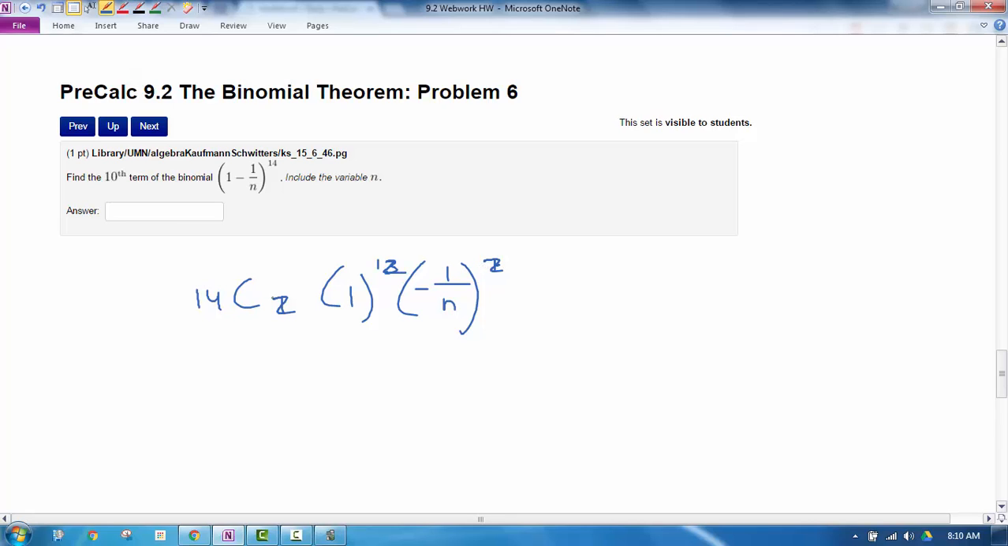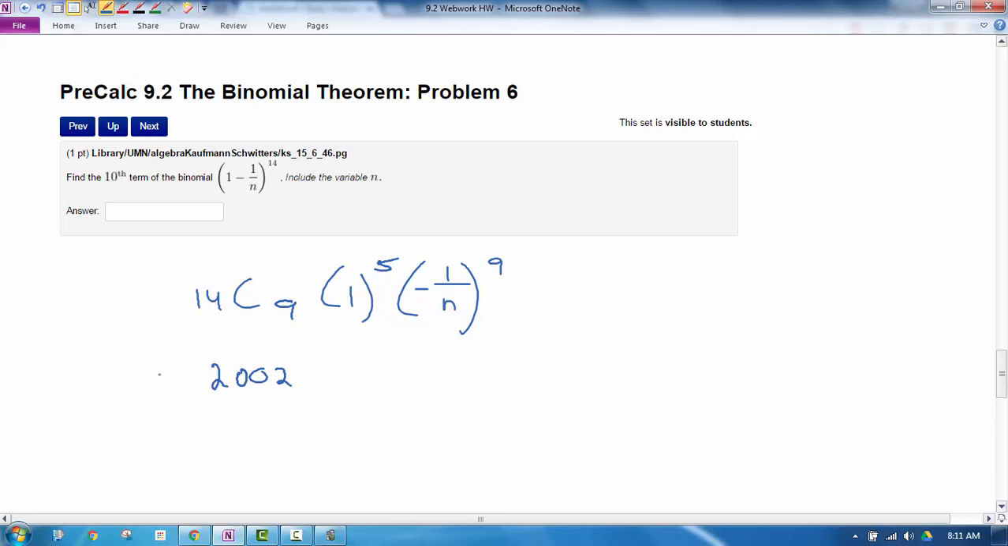The third term, this would be a 2, this would be a 2, and this would be a 12. So you can imagine the 10th term, then this would be a 9, this would be a 9, and this would be then a 5. So if you simplify this out, this number gives you 2002.